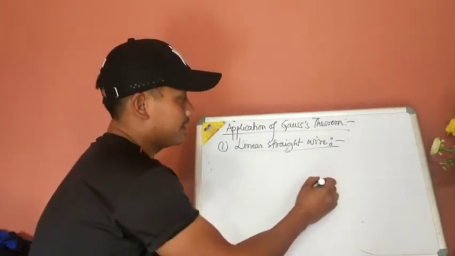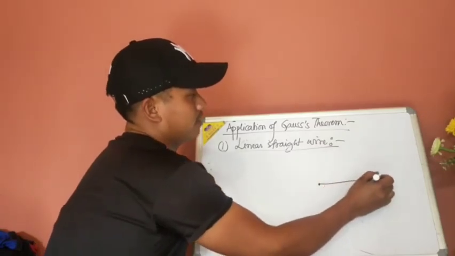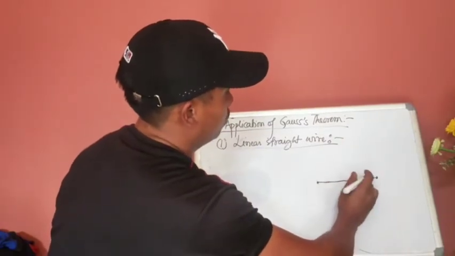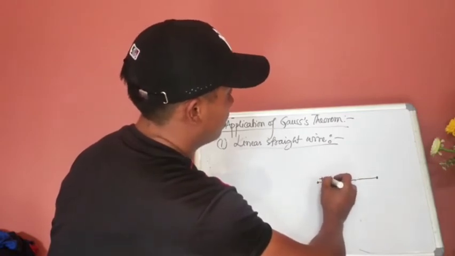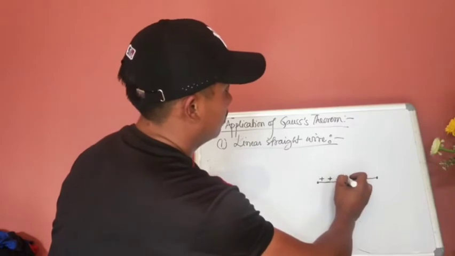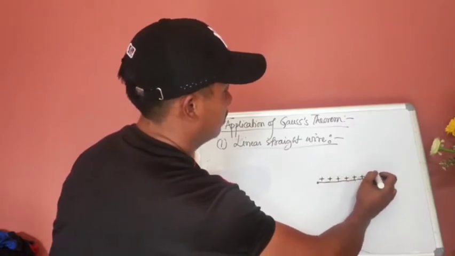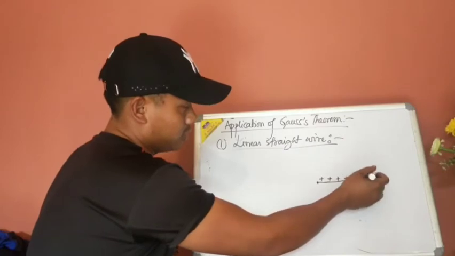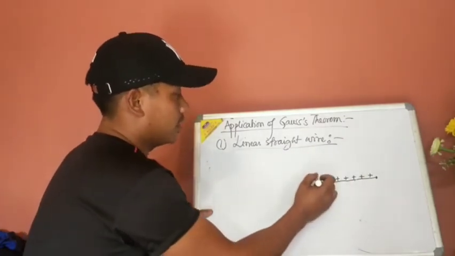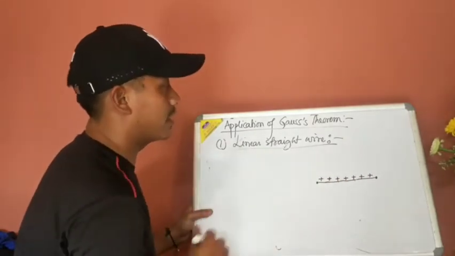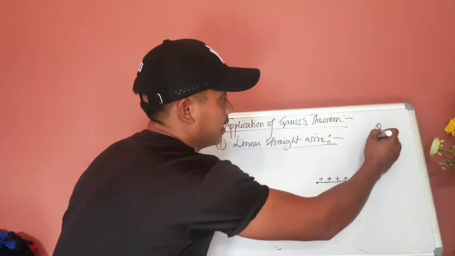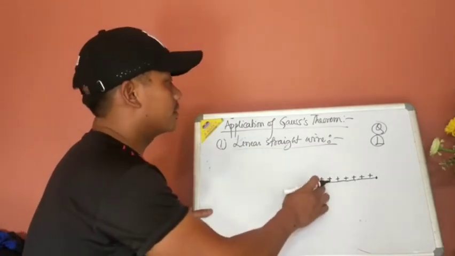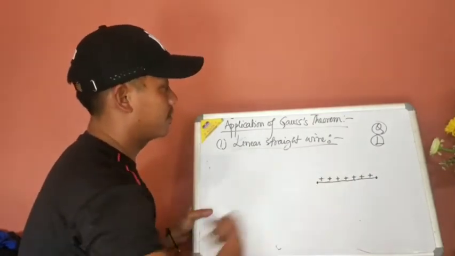Now you have a straight wire like this. You have positive charges distributed equally on the surface. The total charge enclosed on this line is Q, and the length of the line is L. Let us say Q is the total charge and L is the length of the line, like this. Then we are going to find the electric field due to this line charge, linear charge.